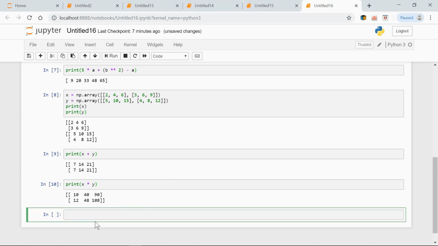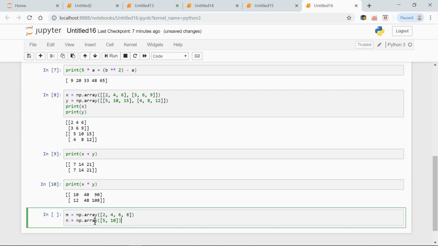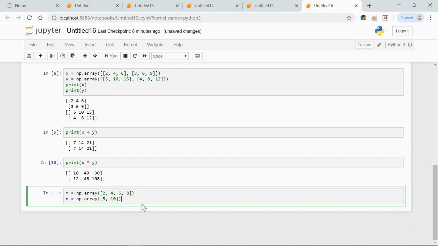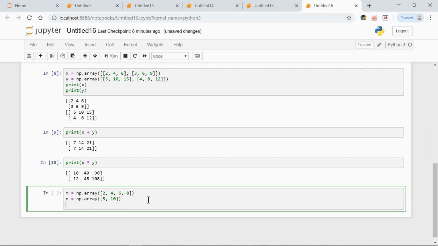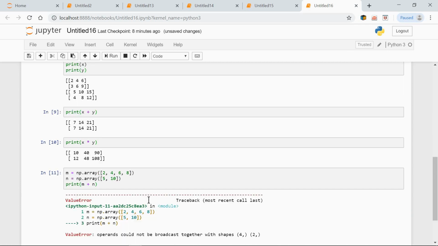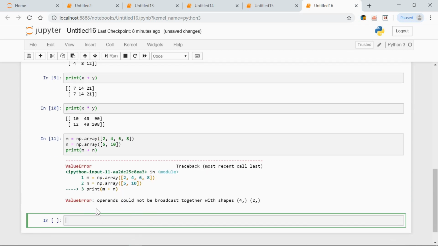If the arrays have different shapes, we get an error. Have a look at this. Here we have two arrays, M and N. They have different shapes. Now let's try to add them together. Print M plus N. Well, this doesn't work. Operands could not be broadcast together with shapes 4 and 2.